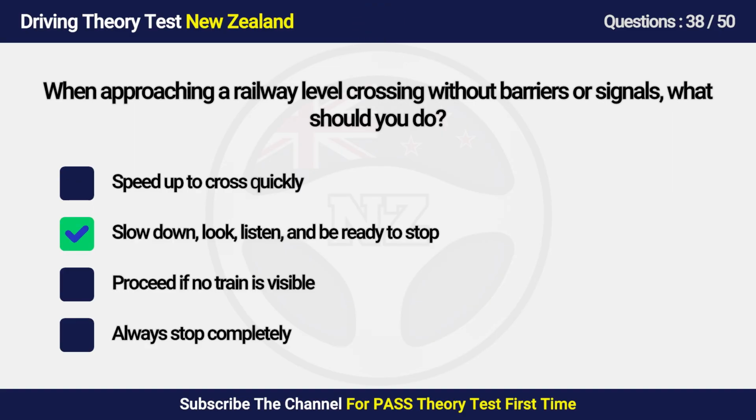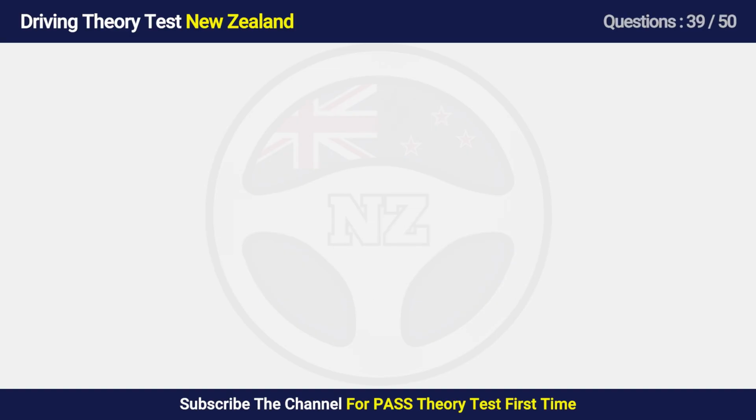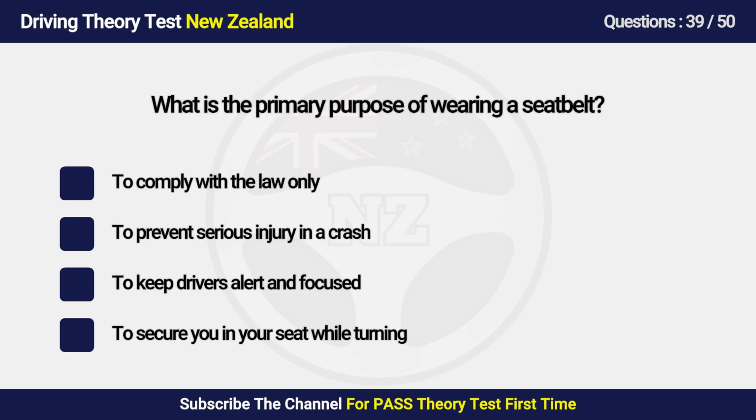Answer is B. Slow down, look, listen and be ready to stop. Always slow down, look both ways, listen for a train, and be ready to stop if necessary. Do not cross until you are certain it is safe and there is no train approaching. Question 39. What is the primary purpose of wearing a seatbelt?